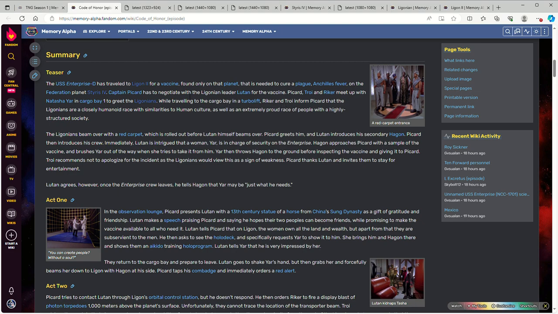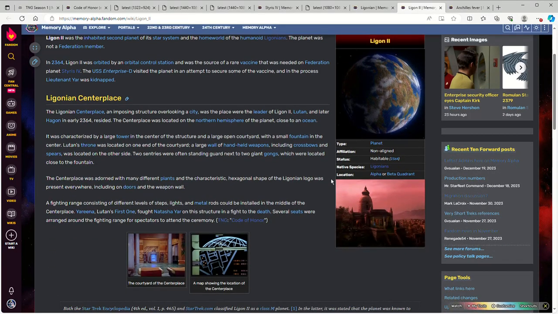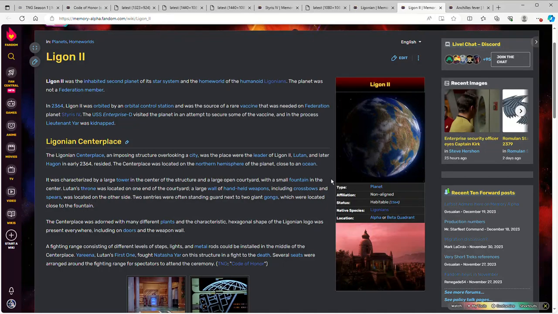we are here for vaccine for Anchilles fever. The Ligonians, for some reason, have a massive amount of the vaccine and enough boxes of it that we can treat the entire planet of Styrus 4, if we can get the Ligonians to actually hand it over.